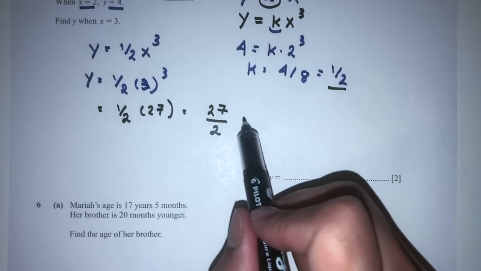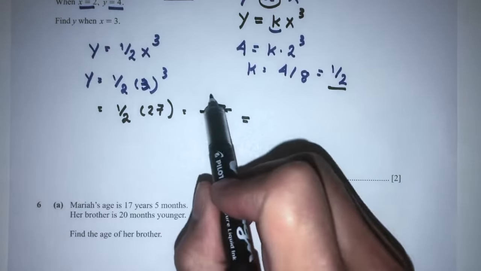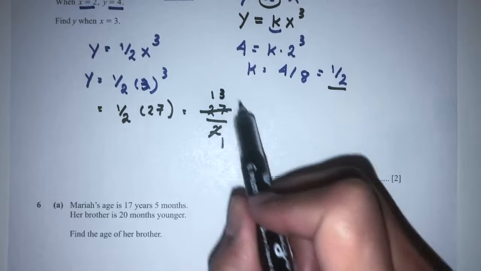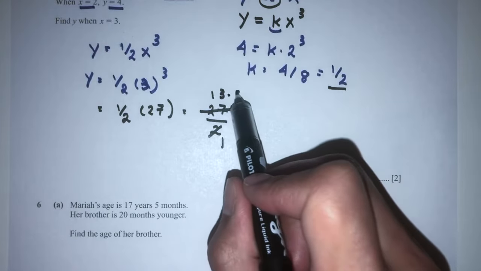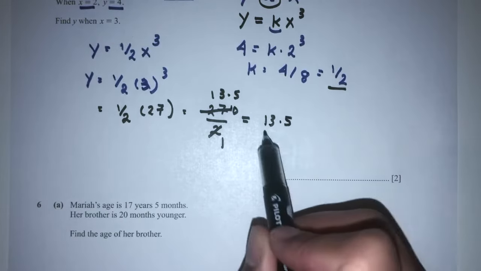Or if you want to simplify down, that's okay as well. That will be 13.5 could be your answer for question number 5.